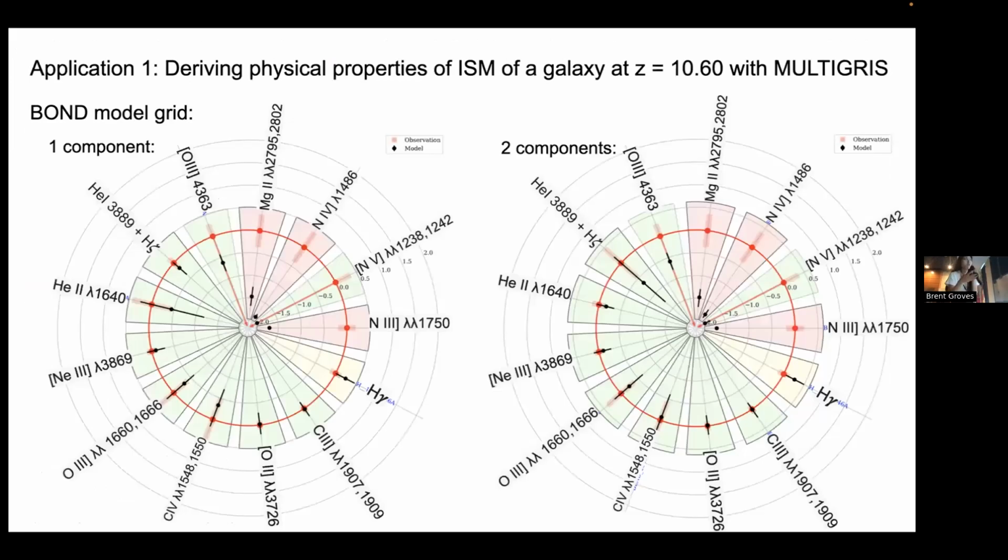Then here I show the plots where we can see the comparison of the prediction and observation of the emission lines we used to fit. We can see that the magnesium 2, nitrogen 3 and nitrogen 4 lines are not consistent with the observation. To try to mitigate this tension between the prediction and observation, we considered increasing the AGN fraction in this galaxy.